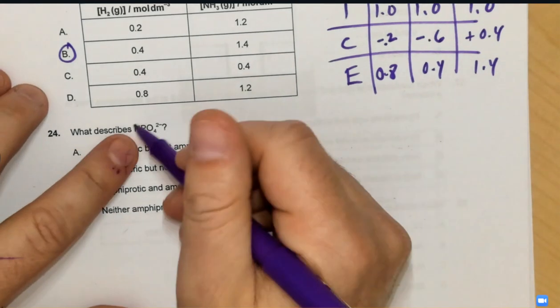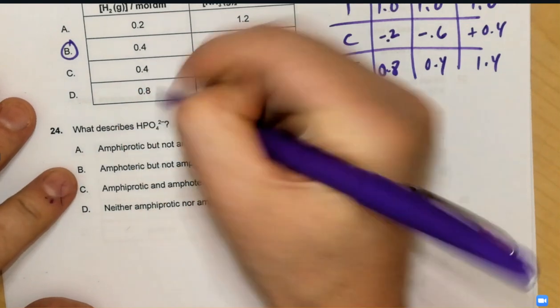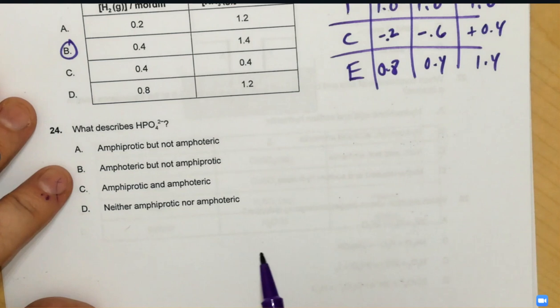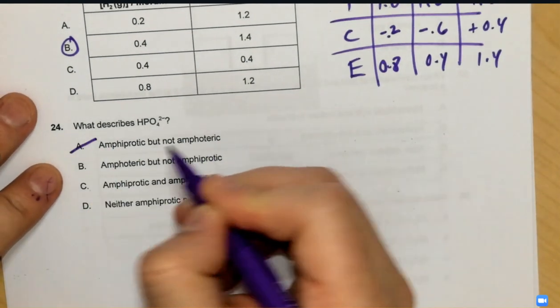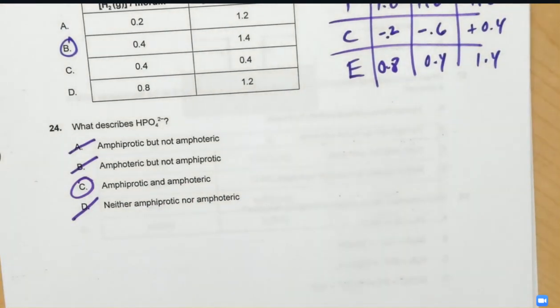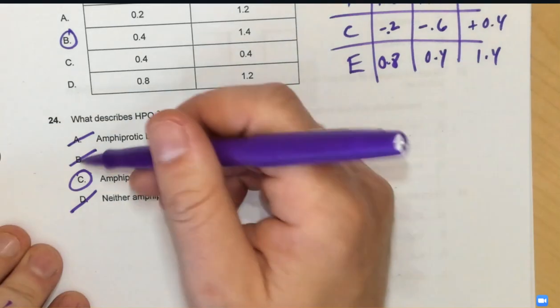So with the HPO42 minus, it is amphiprotic because it can gain a hydrogen to become H2PO4 minus, or it could lose one to become the phosphate ion. So if something says it's not amphoteric, go ahead and cross it out, which means C must be the answer. It's really a lot easier to figure out amphiprotic than it is amphoteric. So first figure out amphoteric, and that alone will tell you what the answer is.